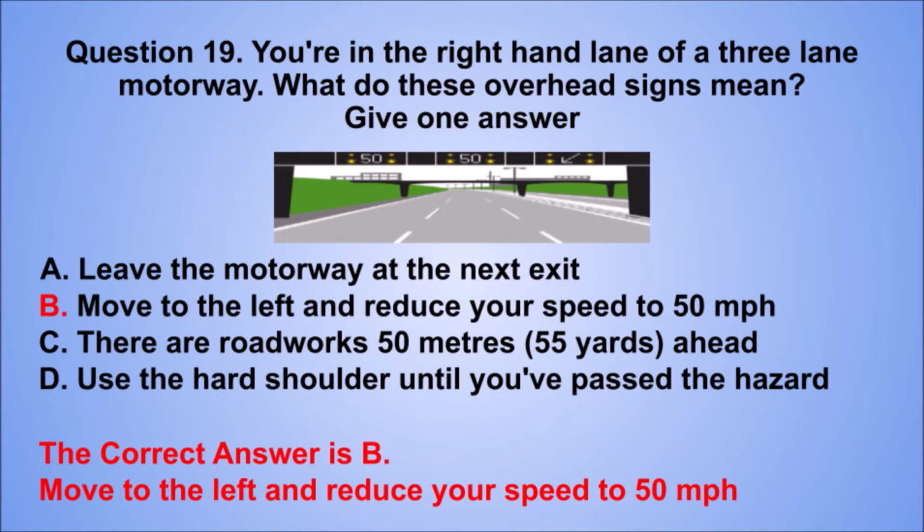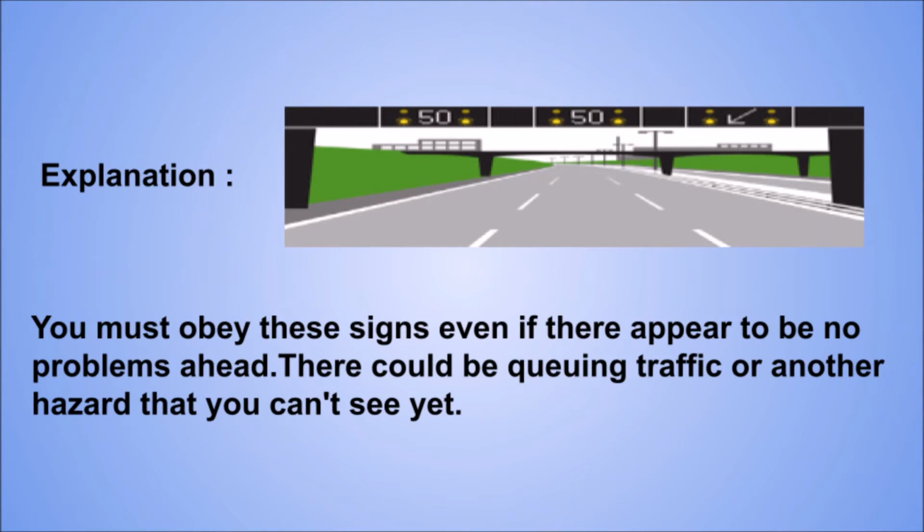The correct answer is B. Move to the left and reduce your speed to 50 miles per hour. Explanation: you must obey these signs even if there appear to be no problems ahead. There could be queuing traffic or another hazard that you can't see yet.